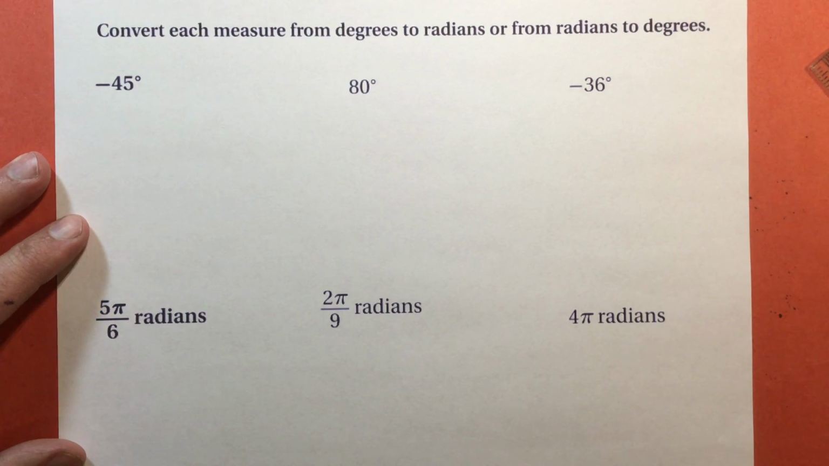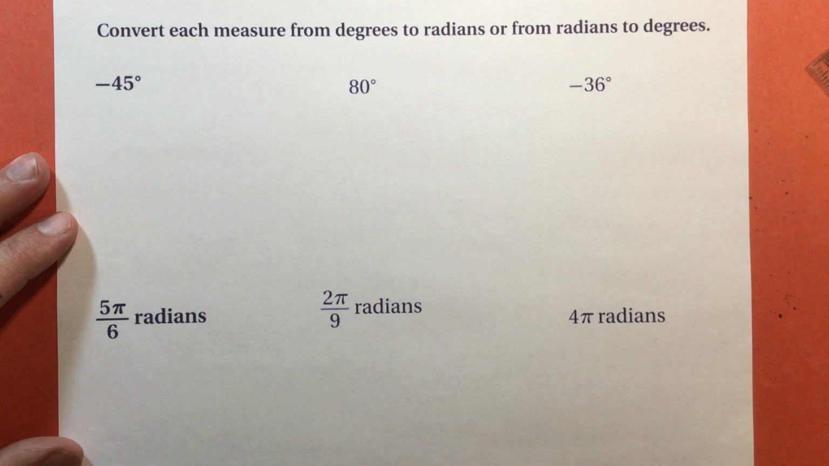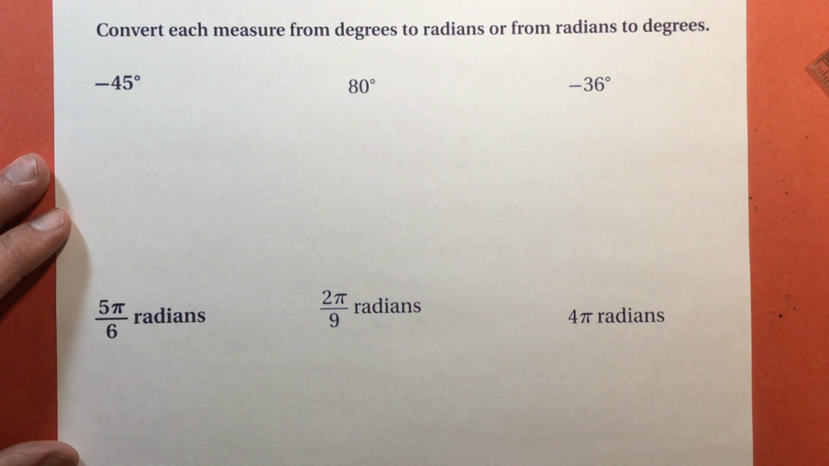Negative 45, the negative just means that you're still going clockwise. The direction counterclockwise is positive, clockwise is negative. That's the same as it has been. That's what we learned last section when we talked about angles of rotation. Whether you measure in degrees or radians does not change the direction that you're going.